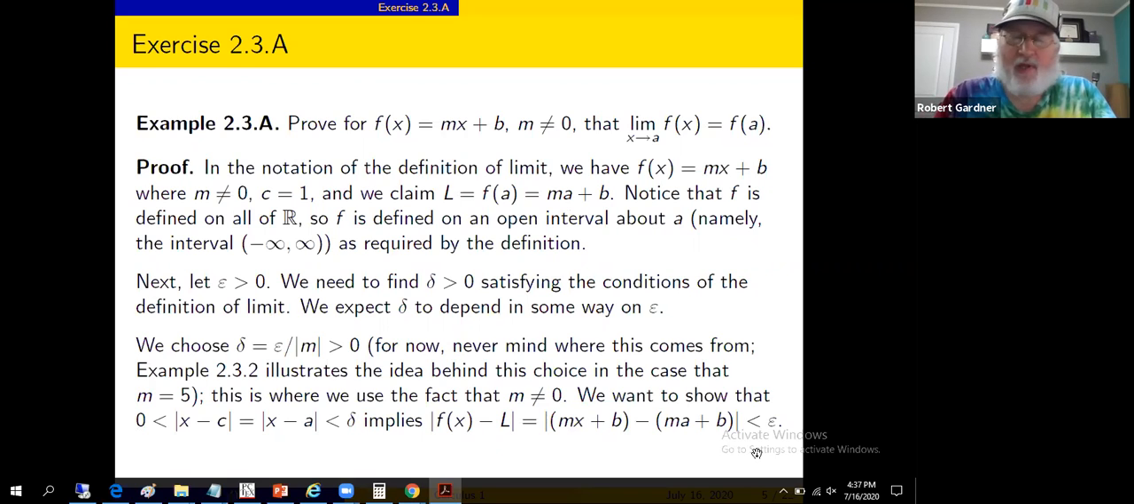All right. The logic is step 0, make sure the function is defined in an open interval containing a, except possibly a itself. That's defined everywhere, not a problem. Step 1, let epsilon be greater than 0. You have no control over it. Step 2, choose a delta based on epsilon. More of that later. This is our choice of delta. And the final step, assume 0 is less than the absolute value of x minus a, which is less than delta. Show that implies the absolute value of f of x minus L is less than epsilon.